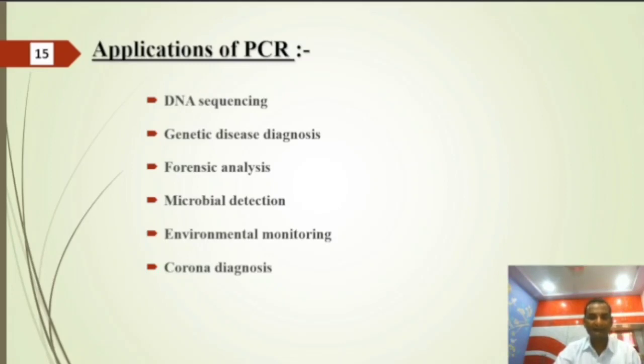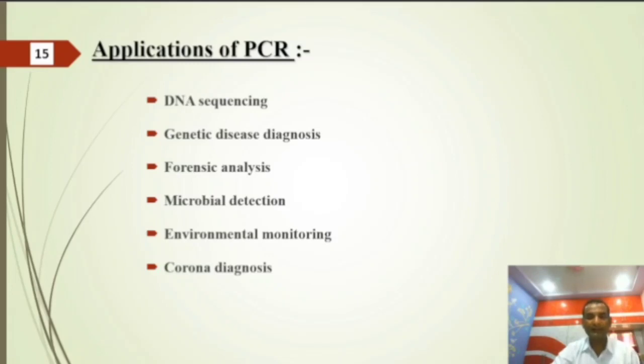During DNA sequencing, this PCR technique is essential to sequence the DNA strand. In genetic disease diagnosis, testing of genetic diseases, disease mutations, and monitoring the gene in gene therapy. This technique is also useful in detecting disease causing genes in the parents.